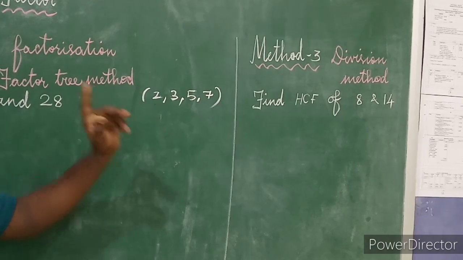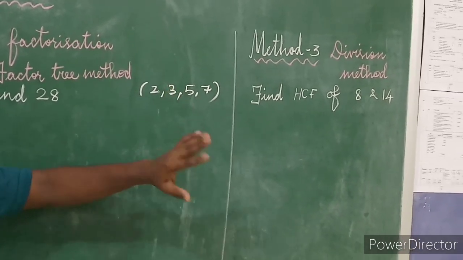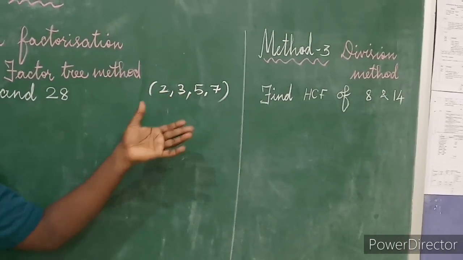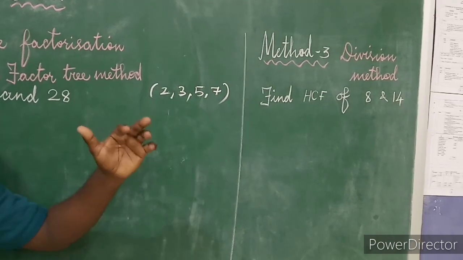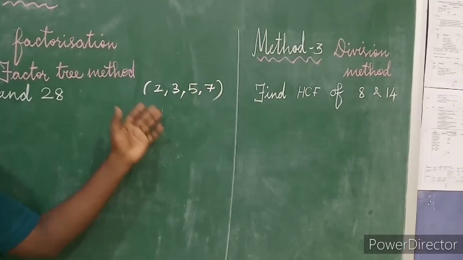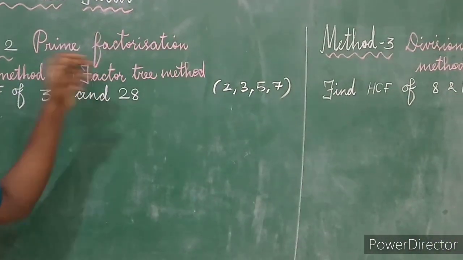2 is divisible by only 1 and 2. 3, by 1 and 3. 5, by 1 and 5 only. 7, by 1 and 7. That's why we call them prime numbers. There are a lot of prime numbers; between 1 to 100, there are 25. So using the prime numbers, we are going to divide these two numbers using the factor tree method.